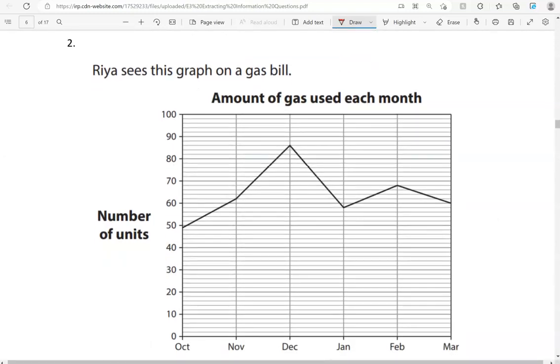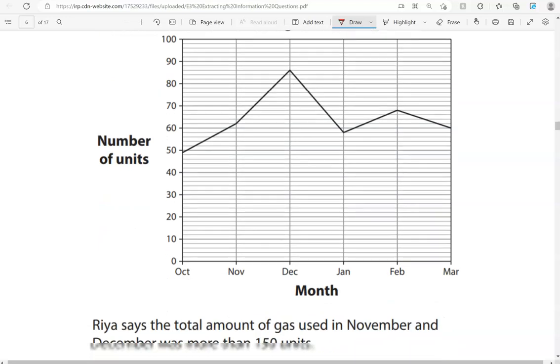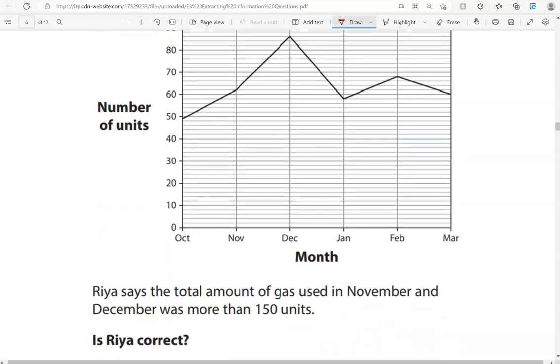Ria sees this graph on a gas bill. Ria says the total amount of gas used in November and December was more than 150 units. Is Ria correct? So we're looking at November and December.